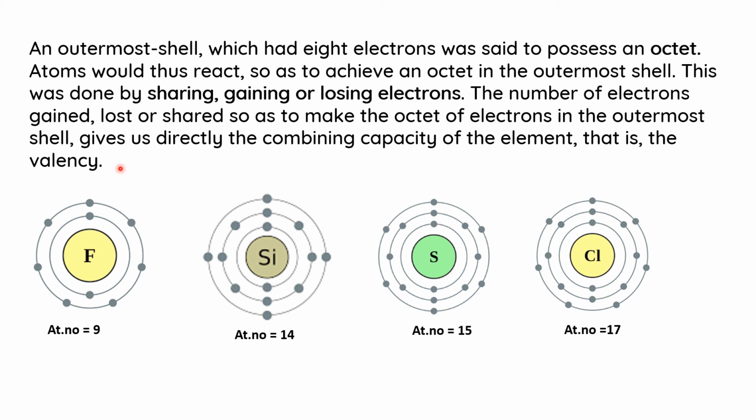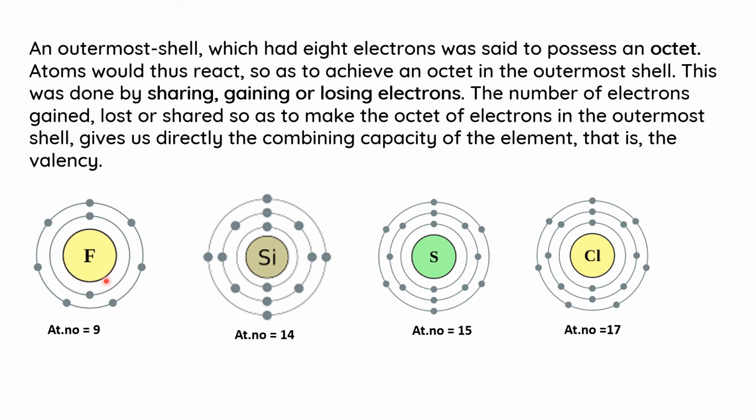So by looking at how many electrons are shared, gained, or lost, by looking at that number, we will get the valency of each element. Now we'll see some more examples.